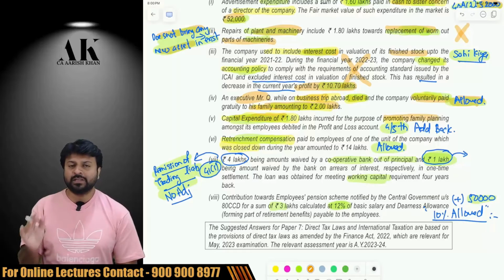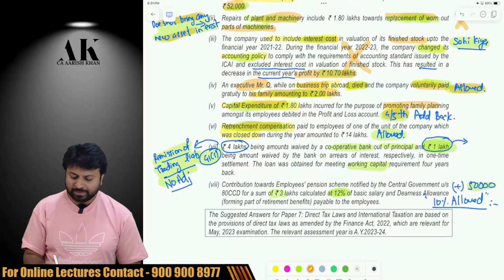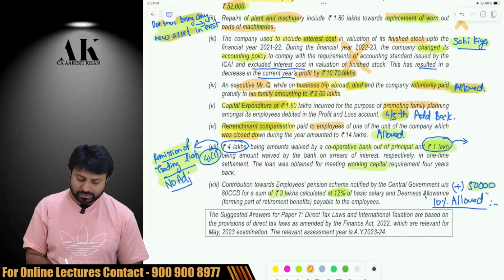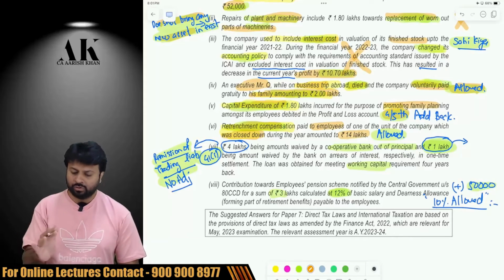Okay. Next one, there is some capital expenditure on family planning which is incurred by the company. Capital expenditure on family planning is only allowed 1/5. Therefore, 4/5 will be added back to the PGBP income. Okay. Next one, there is some retrenchment compensation paid to some of the employees for closing down one of the units of the company. So that is allowed as a PGBP expense under section 37(1). Don't worry about it.